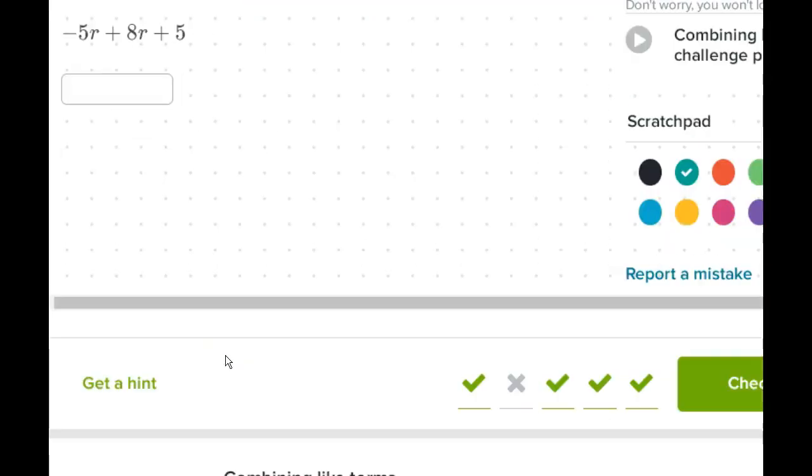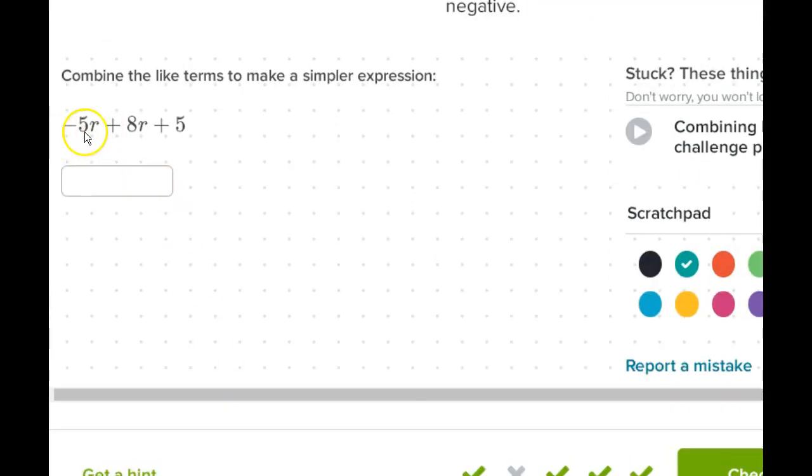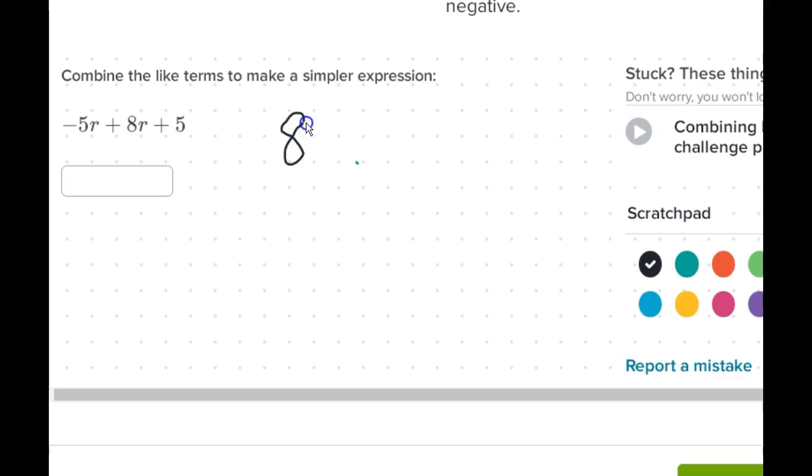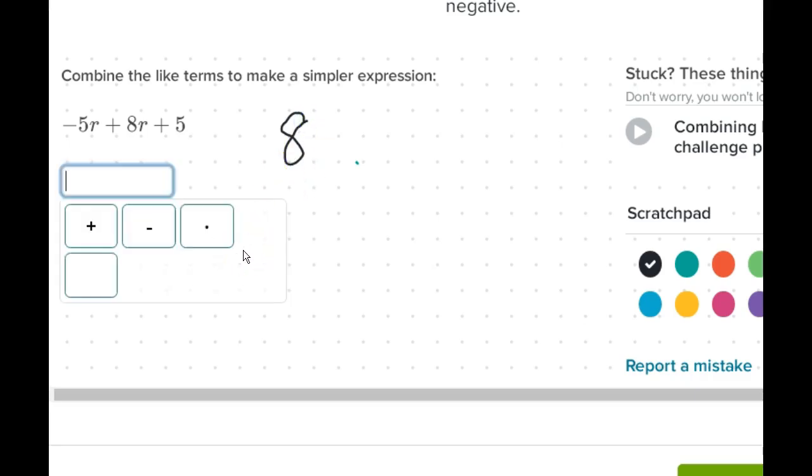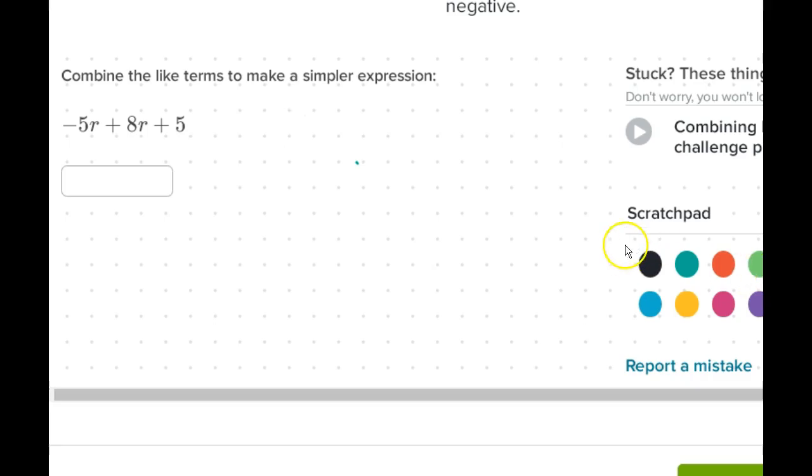So on your board, go ahead and write this down. Negative 5r plus 8r plus 5. I'm going to write it a little bit bigger myself. So, well, that's not a good start. Try again. There we go.